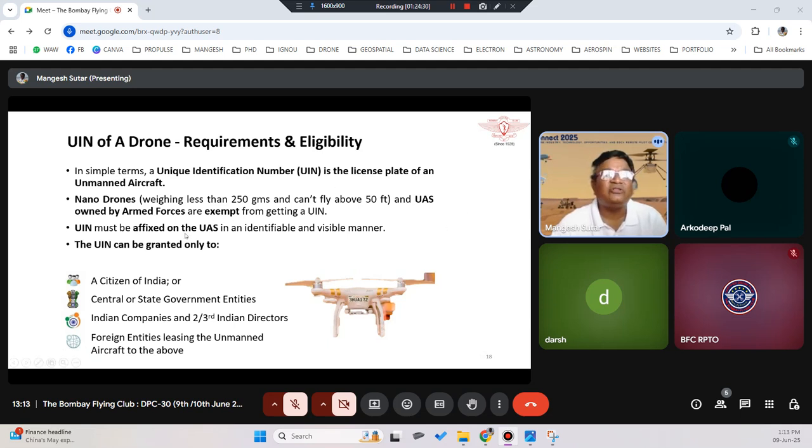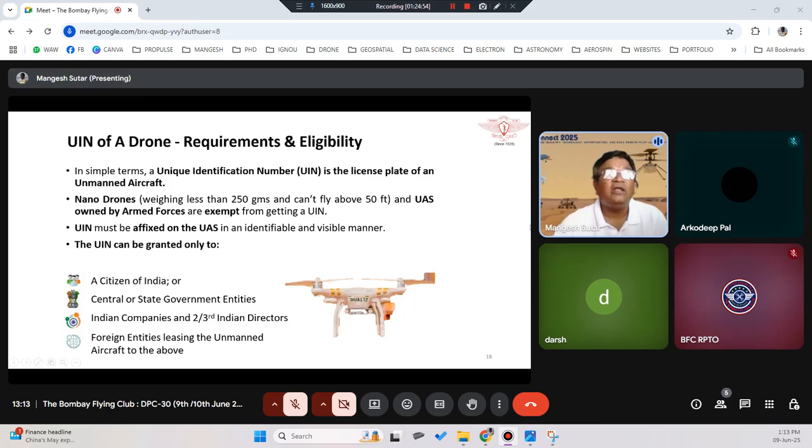The UIN must be fixed on the UAS in an identifiable and visible manner. When we are doing practicals, you need to see what drone I am flying, so you need to know that drone number, because you have to put it in your logbook, which drone you have flown for your practicals. I will be giving those UIN numbers to you when you are filling in your practical logbooks.